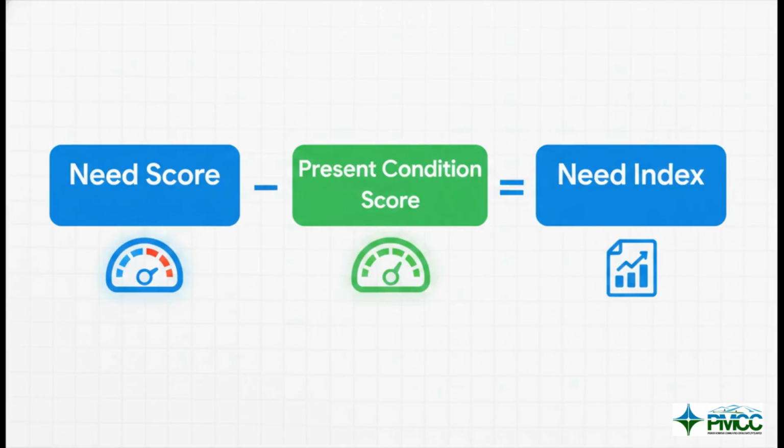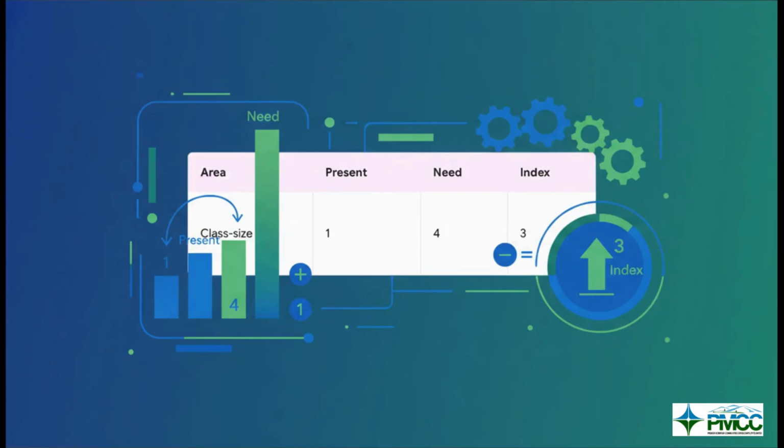You just take the average score given to the desired condition and you subtract the average score given to the existing condition. That resulting difference? That's your need index. It mathematically quantifies the community's perceived gap. Let's run through a concrete calculation using the exact example from our source material.